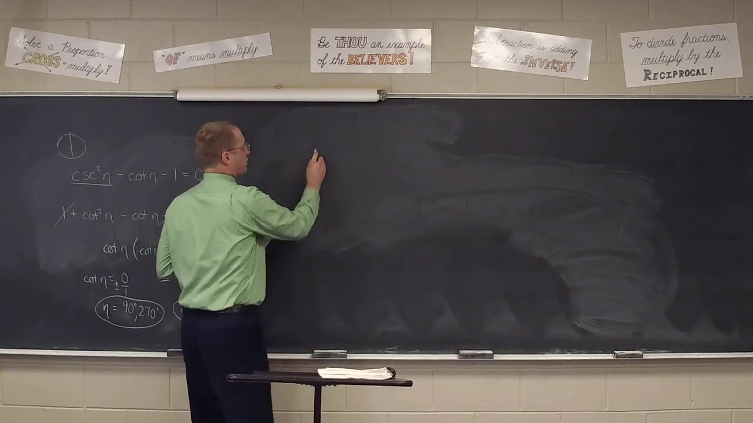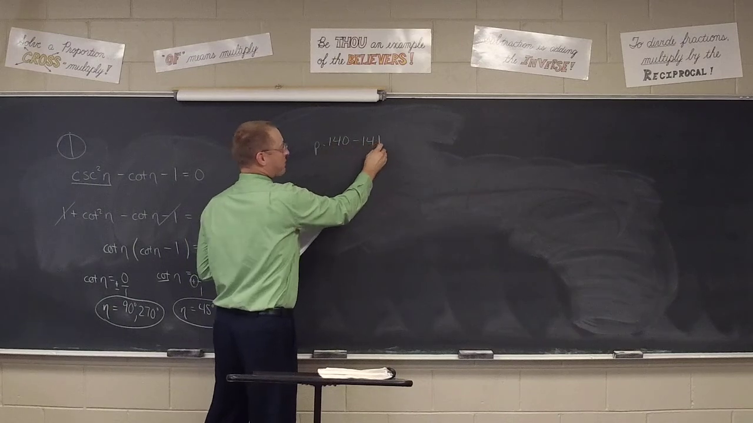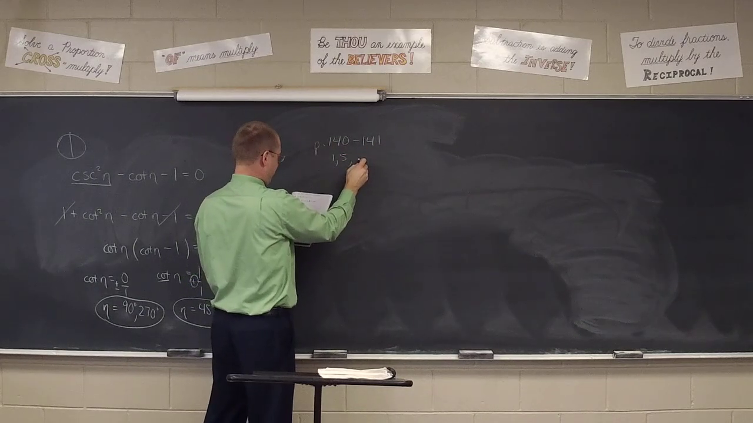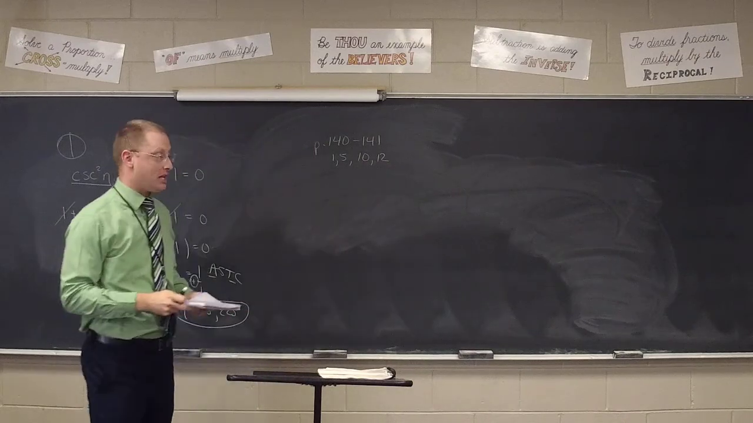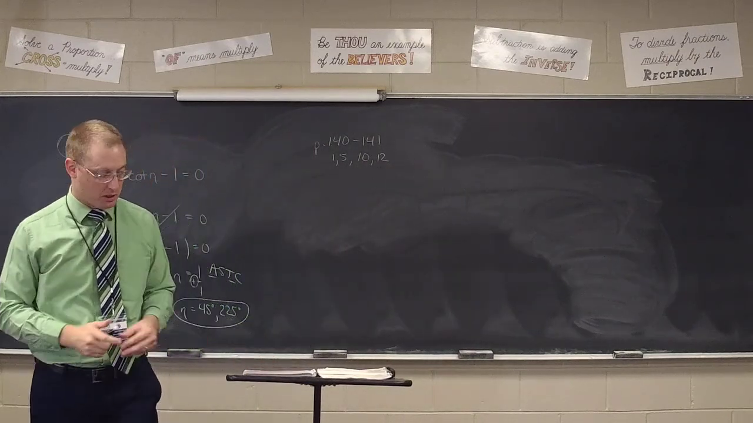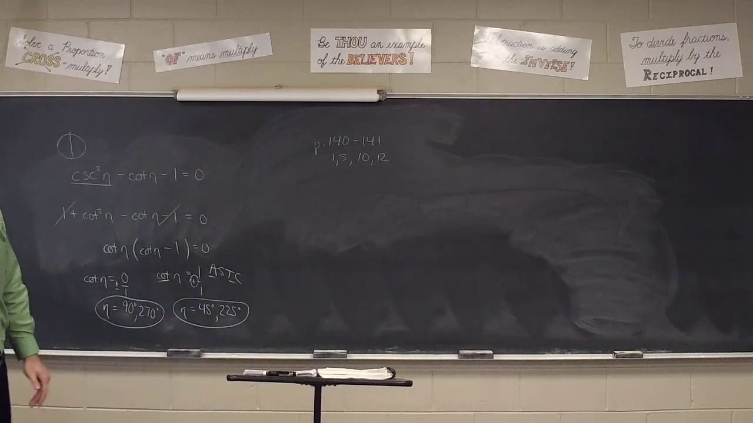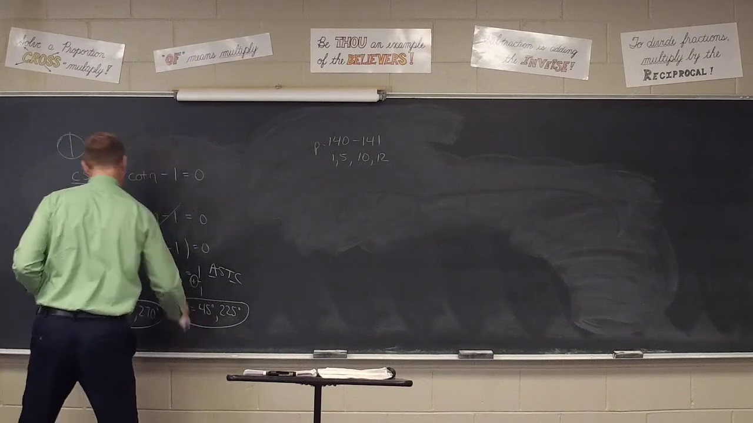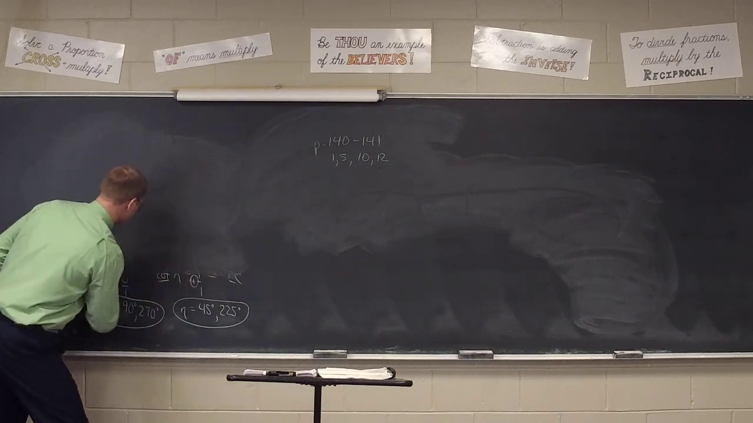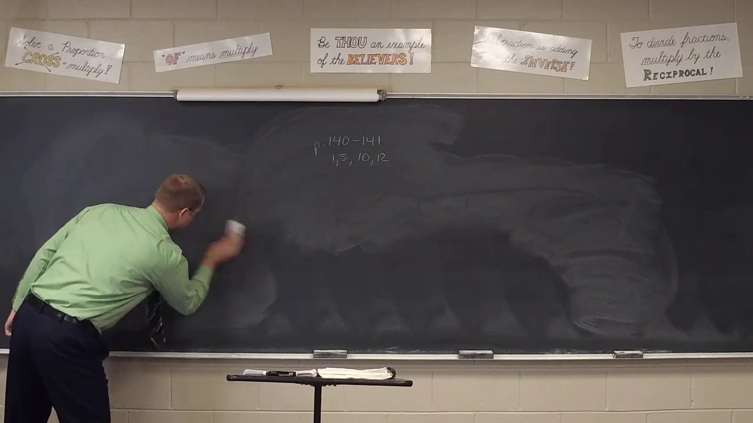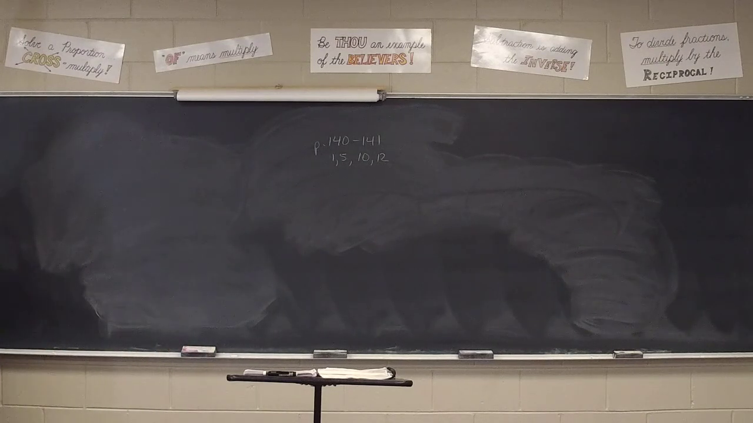If you would work on pages 140 to 141, numbers 1, 5, 10, and 12. Take a few minutes to work on these. Number 1, number 5, number 10, and number 12. Again, use the unit circle or use your special triangles, including the 0, 90, 90 triangle, to help you solve these. Once you've finished, pencil down.